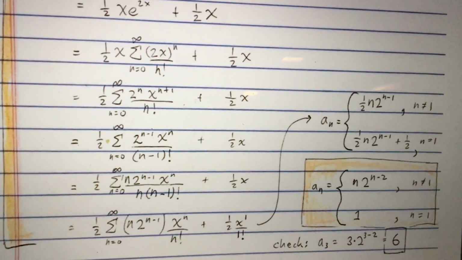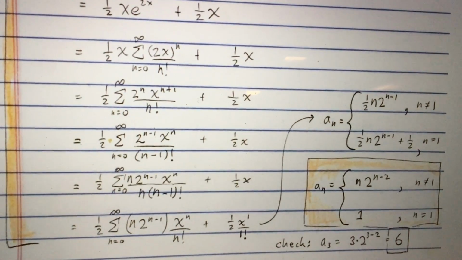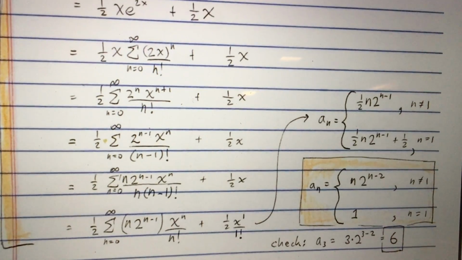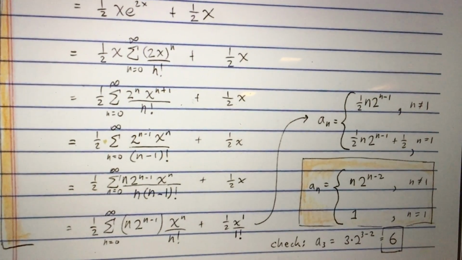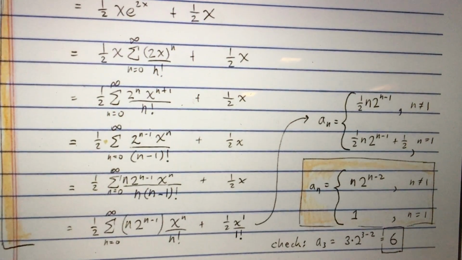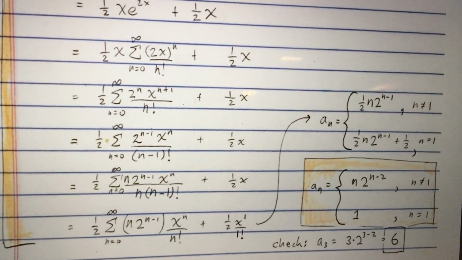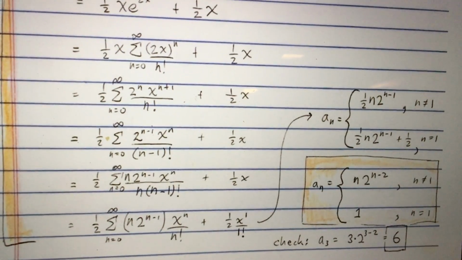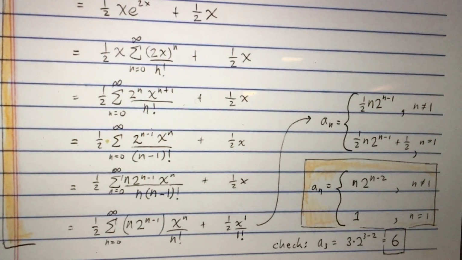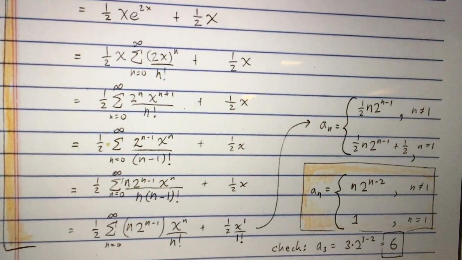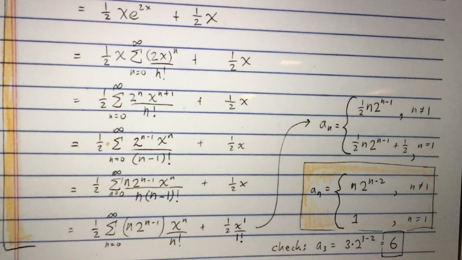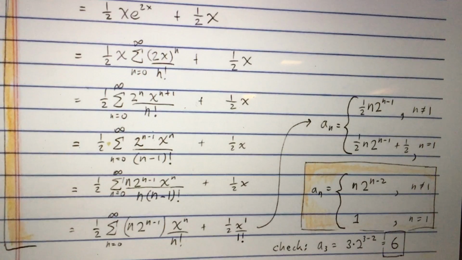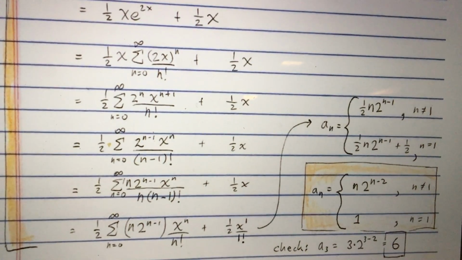So the final result, a sub n is equal to a piecewise function. It's either 1/2 n times 2 to the n minus 1 for all the powers that are not equal to 1, or it's that same thing, 1/2 n times 2 to the n minus 1, plus 1/2, when the power is equal to 1, when n is equal to 1. That's because of that last term added on. I have to make sure that I collect its coefficient as well. It'll have a like term of 1.